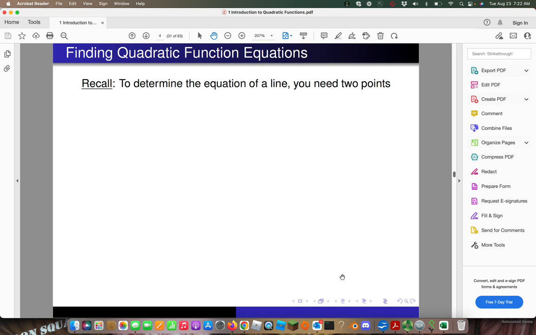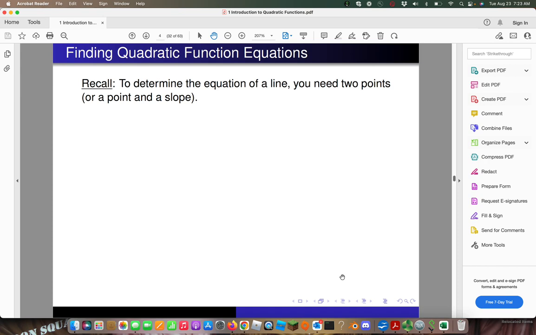So now what I want to talk about is what kind of information you have to have in order to find the equation of a quadratic function. Remember back in the old days, if you wanted to find the equation of a line, well, there are actually two ways that you can have information to figure out the equation of a line. You could either have a point and a slope, or you could just have 2 points. But in any case, you need 2 points to figure out the equation of a line. 1 point by itself will not determine a line.